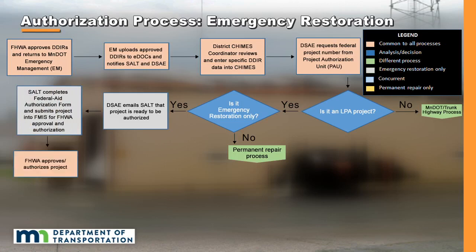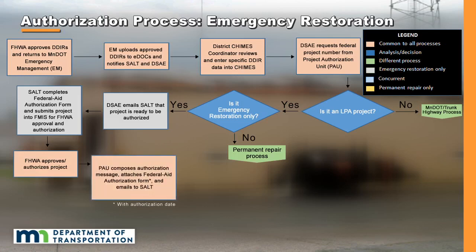8. FHWA approves and authorizes the project for emergency relief reimbursement. 9. PAU puts together the authorization message, attaches the approved Federal Aid Authorization Form, and emails it to SALT. 10. SALT informs the DSAE that the project is authorized.